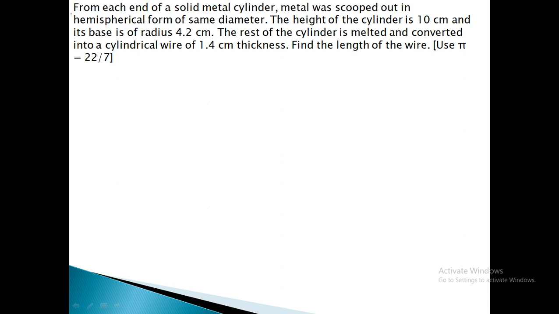First of all, you have to find out the height of the cylinder. Then you can say the radius of the cylinder, because this radius of the cylinder will be in the form of the length of wire. So you can say that suppose H, height of cylinder, that is given here. Height of cylinder is given here 10 centimeter.